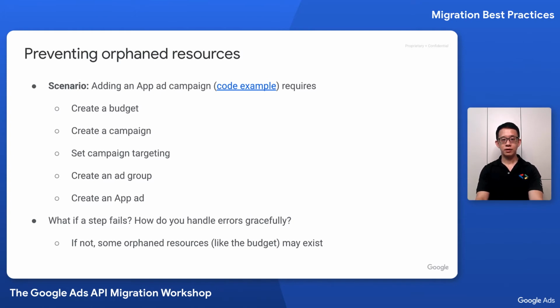Provided that we have a scenario of creating an app ad campaign, which is available as a code example in our client libraries as well, it requires many steps, such as creating a budget, creating a campaign, setting campaign targeting, creating an ad group, and finally, creating an app ad. What if a step fails? Like when you're trying to create a campaign, it fails. Then you will be left with an orphaned budget. How can we handle this issue gracefully?